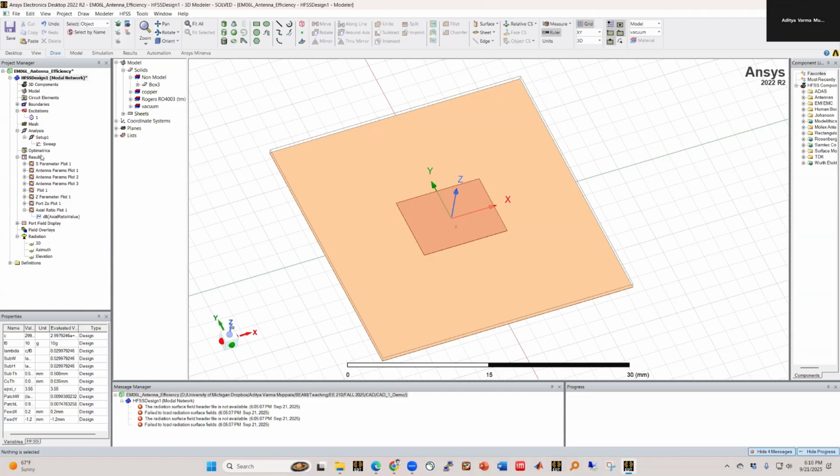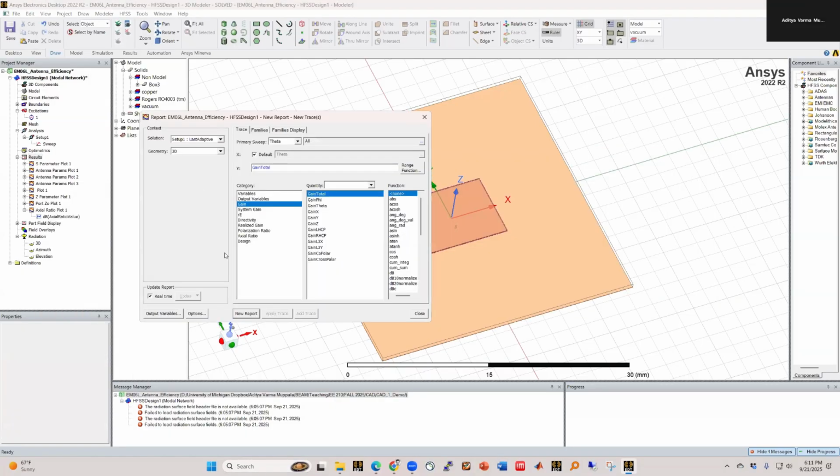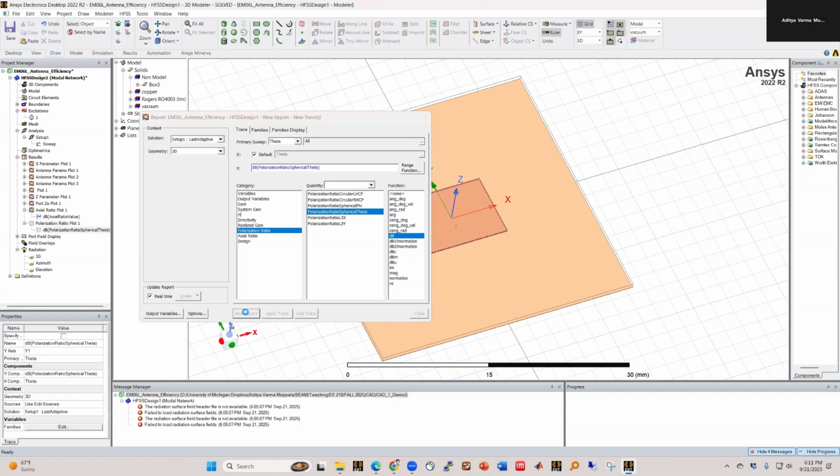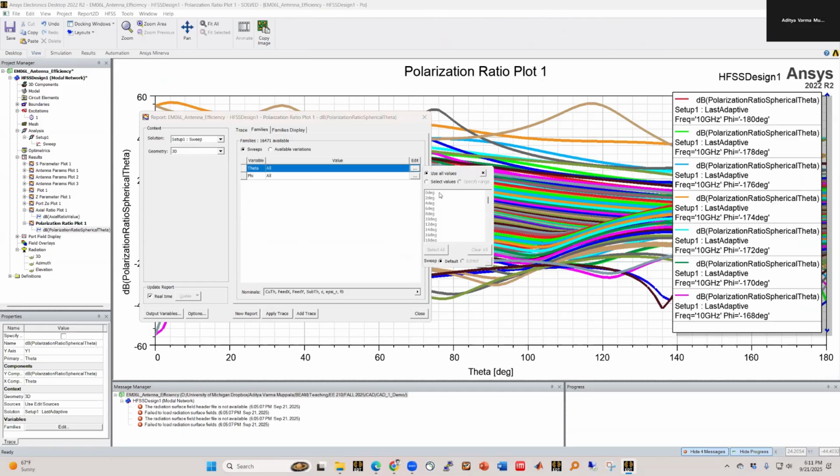Okay, so having said that, if we go back to our results, we can plot far field report, rectangular plot, polarization ratio. So we want spherical theta, right? Because that's the co to cross pole ratio we want to look at, E theta over E phi. Hit dB and then send your report. Oh, sorry, we need to plot as a function of frequency. And I'll set theta to 0 and phi to 90.